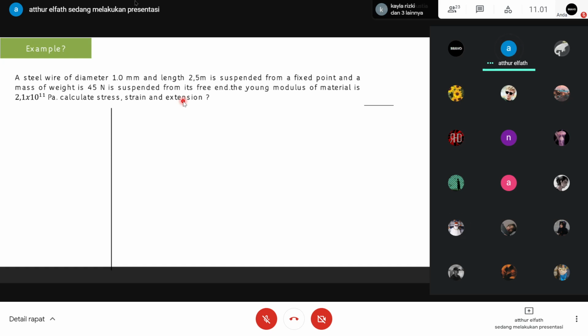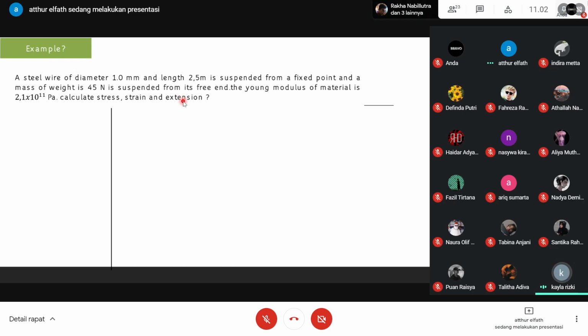And then, how about Kayla? Udah, Mister. Udah, good. Stresnya berapa? Stresnya 8,4 kali 10 pangkat 6. Terus strainnya? Strainnya 4 kali 10 pangkat min 5.